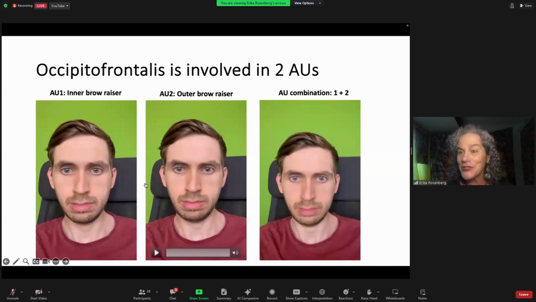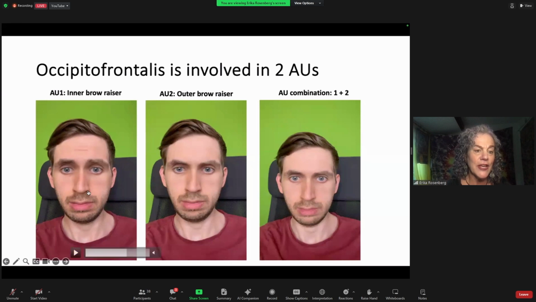And this is actually Thomas Turkildson, my collaborator on the FACS manual. And let's hope these work. I'm going to show you him doing AU1. That's AU1, where these inner fibers of frontalis have contracted. Notice we see these short wrinkles, in addition to the brows going up in the center.